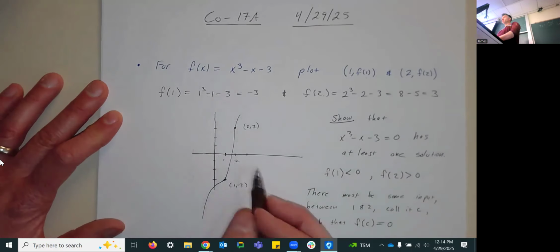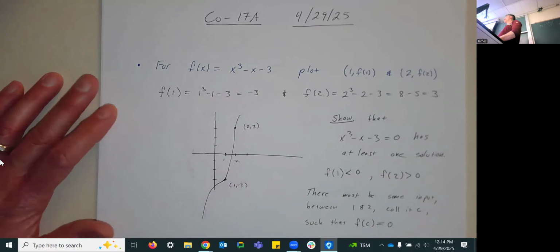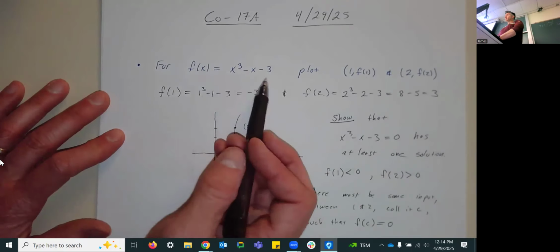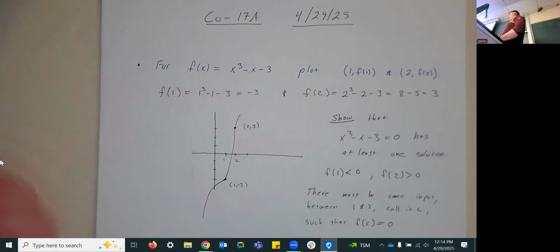So somewhere between 1 and 2, I don't know what it is, but there's some number between 1 and 2 that if you plugged it into this x cubed minus x minus 3, the output would equal 0. This is the very essence of the intermediate value theorem.